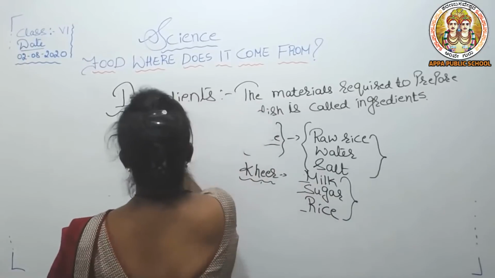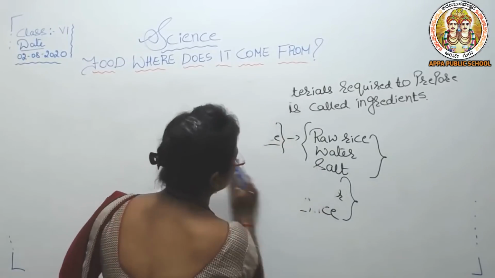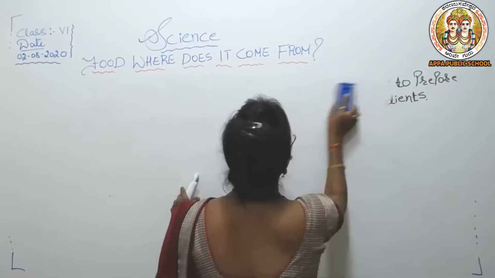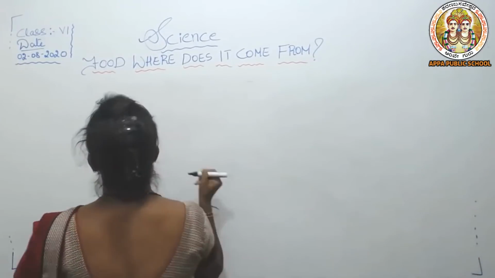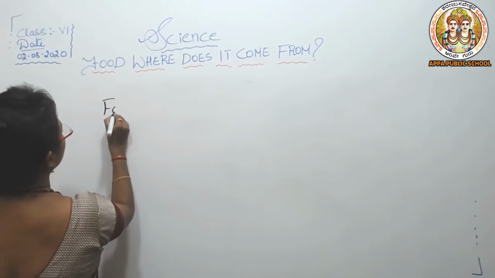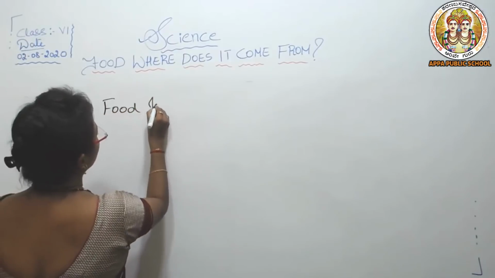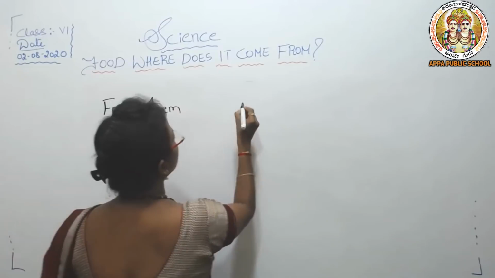So now we will draw one table so that you will clearly understand. So one small activity. Food item.